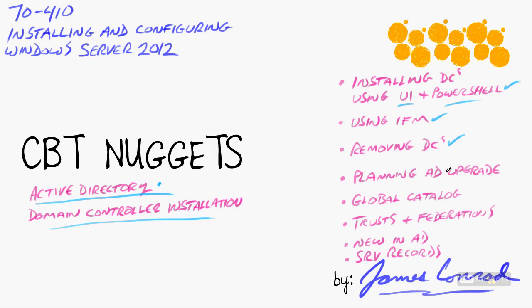We looked at planning an Active Directory upgrade. This is something you can do from Server 2008 to 2012. Fortunately, a lot of it's taken care of for you in the wizard that goes on there, but you still have to do things such as AD prep in this instance. And then we looked at the global catalog for clarity, as well as some trusts and federations information. We looked at what's new in Active Directory, although again, that's not part of the exam, neither is trusts and federations directly. And then we looked at SRV records, and more importantly, how to replace them if they ever get deleted.